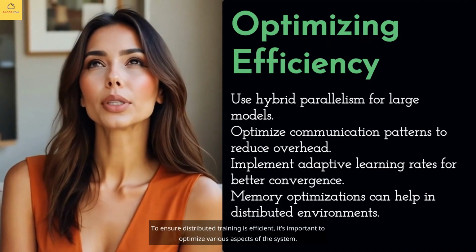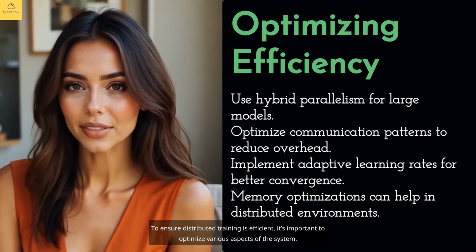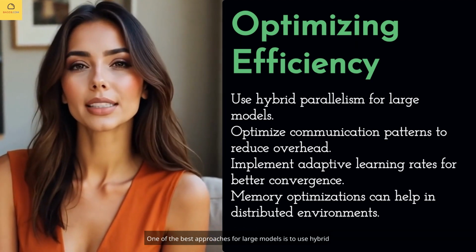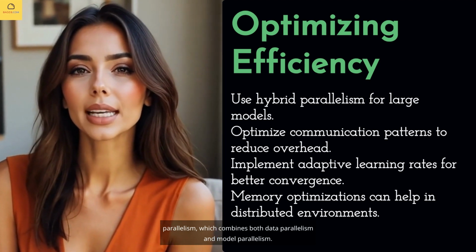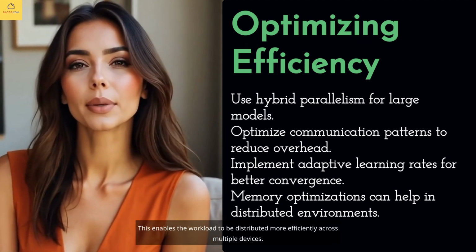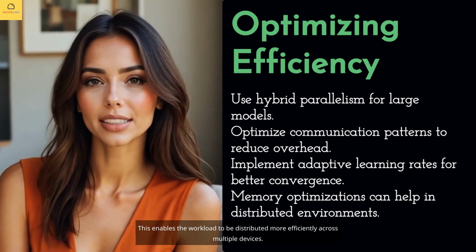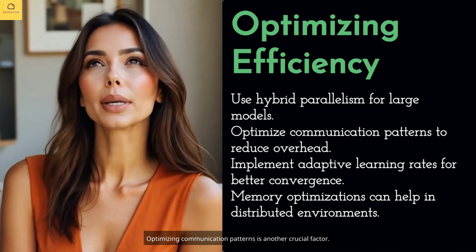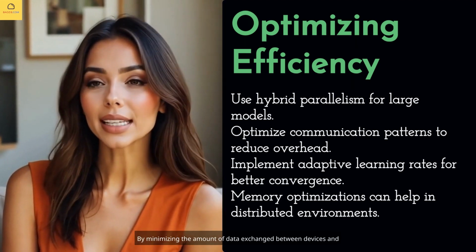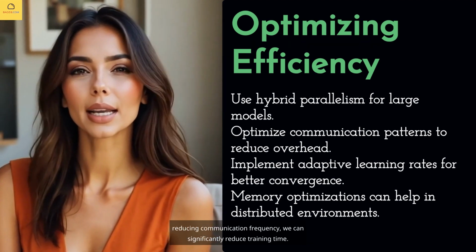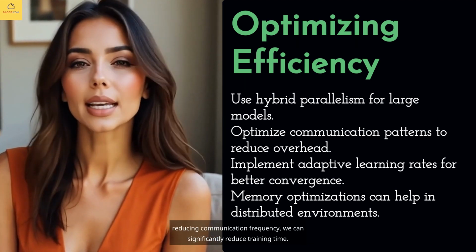To ensure distributed training is efficient, it's important to optimize various aspects of the system. One of the best approaches for large models is to use hybrid parallelism, which combines both data parallelism and model parallelism. This enables the workload to be distributed more efficiently across multiple devices. Optimizing communication patterns is another crucial factor. By minimizing the amount of data exchanged between devices and reducing communication frequency, we can significantly reduce training time.